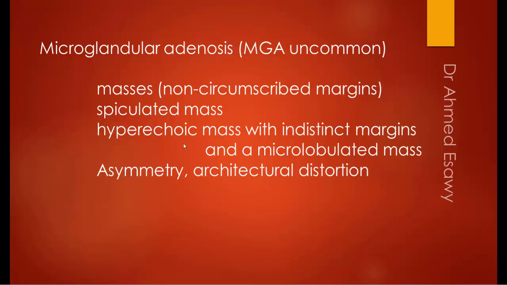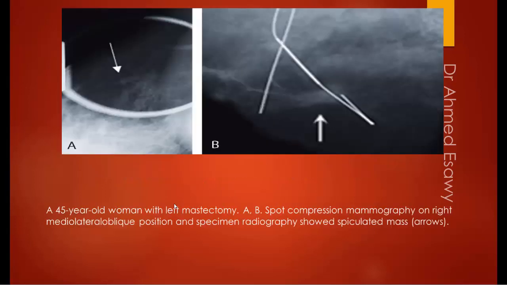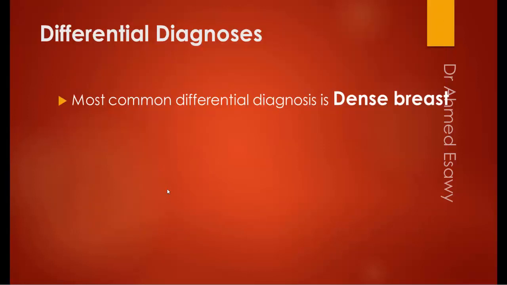Microglandular adenosis, another type. MGA is an uncommon, rare type of fibroadenosis, presenting as masses with non-circumscribed margins, or spiculated mass, hyperechoic mass with distinct margin, and microlobulated mass, asymmetry, architectural distortion. This is an old woman with left mastectomy, spot compression showing a spiculated mass of microglandular adenosis.